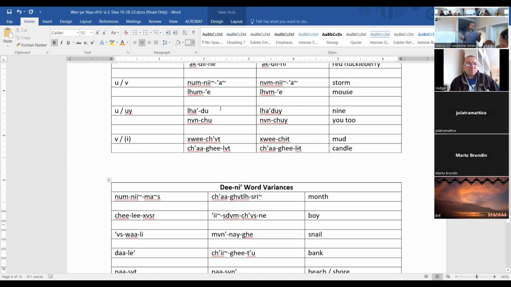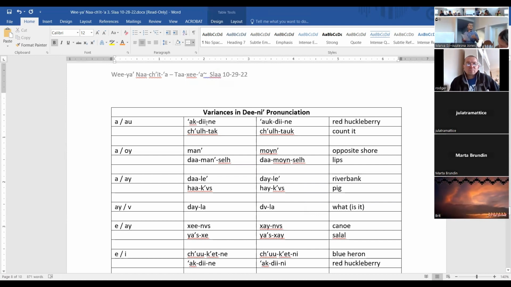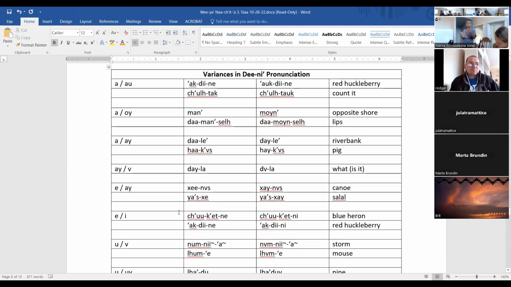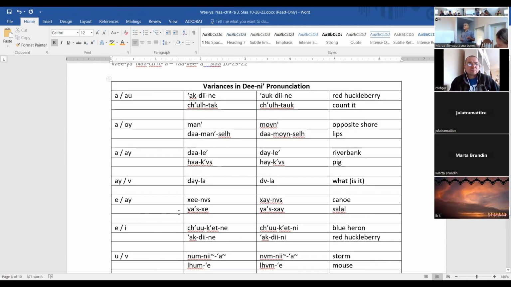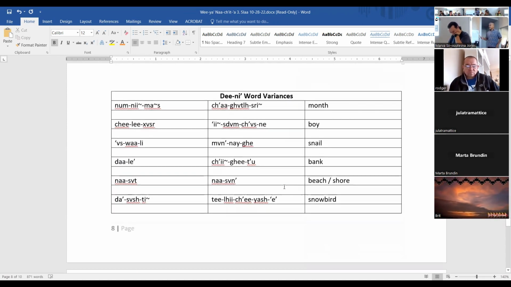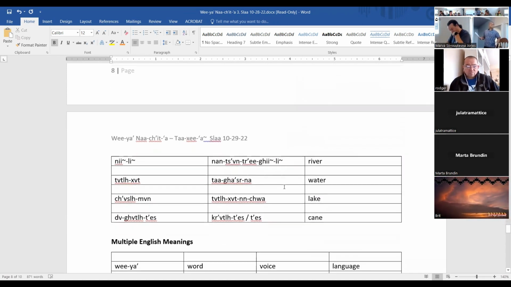I want to revisit this because you may have heard your grandpa or your grandma or your uncle say it a certain way. And then you say, well, you're not saying it that way in class. Well, that's okay, because there are sometimes different ways to say the same thing. That's the point of this. These are all just variances in sound. So anyway, just be aware of that.